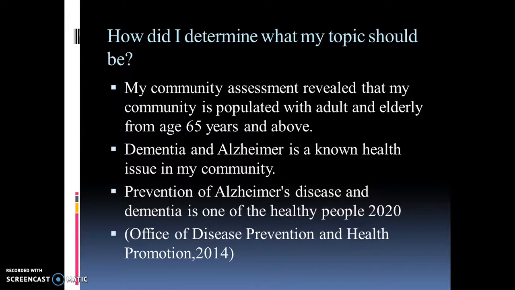How did I determine what my topic should be? My community assessment revealed that my community is populated with adults and elderly from age 65 years and above. Dementia and Alzheimer's is a known health issue in my community. Prevention of Alzheimer's disease and dementia is one of the Healthy People 2020 goals, Office of Disease Prevention and Health Promotion.